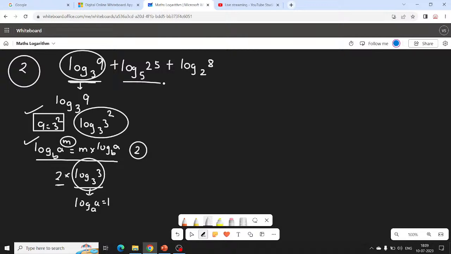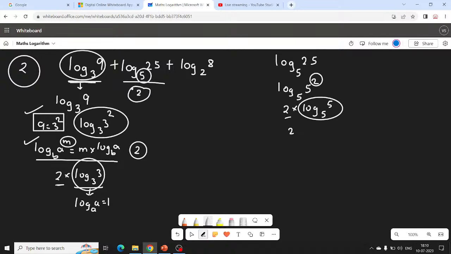So who is ready to tell me the second one? Yes, Prashant, tell me. Wait a minute. I'll write like this. Log 25 to the base 5. Now tell me. Base is 5 here, right? Then what happens to this power? 2 into log 5 to the base 5. What happens to this log 5 to the base 5? 1. So what is remaining? 2. Very good. So for the second one also I got 2. I'll keep this in mind.